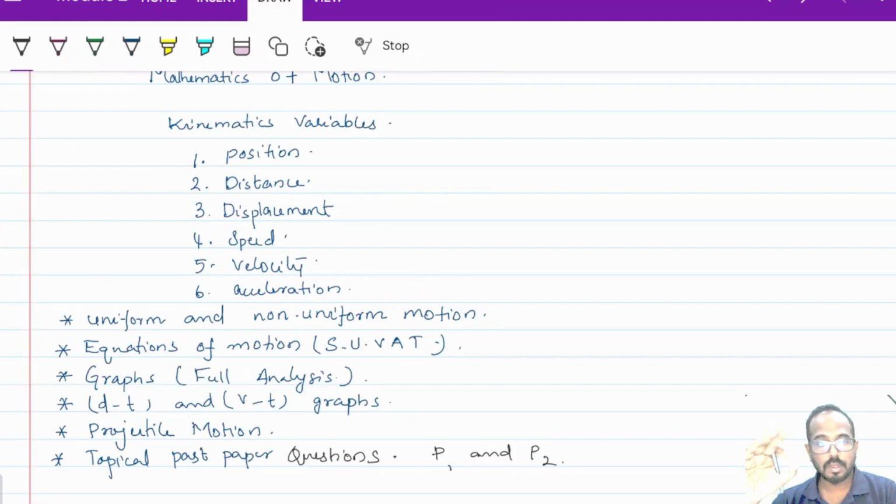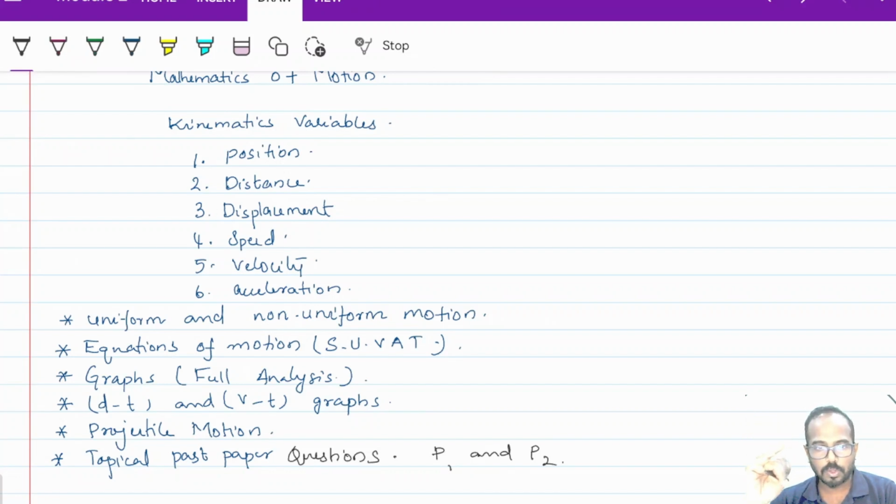So you need to remember the order of the content module-wise because I have prepared this in order. I said you can remember it. When you study, if you remember the order, it is easy to recall it. Okay. What first will we learn? The kinematic variables. What are they? Position, distance, displacement, speed, velocity, and acceleration. These things we will learn first.